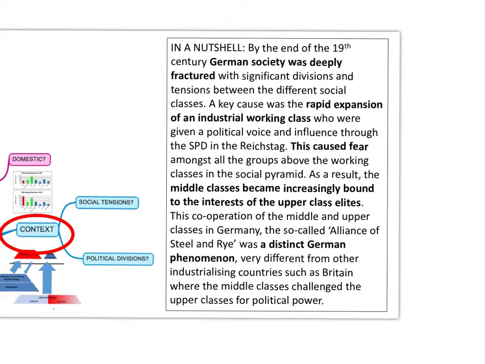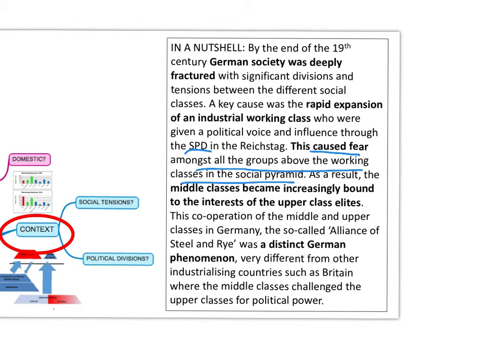Okay, SPD. Remember, in German, it's Sozialdemokratische Partei, that's what it stands for. And the rapid growth of that party, as we saw, it went from being a small party in 1887 to being the second largest in a fairly short time, and became the largest in 1912. And I think it's that rapid growth that caused fear amongst all the groups that stood above the working classes in the social pyramid. All the groups, the artisans, the white-collar workers, the industrial elites, and of course the upper classes.